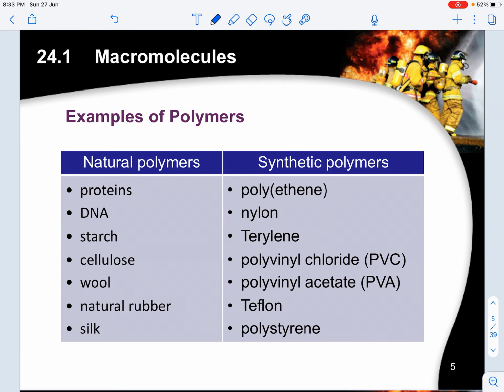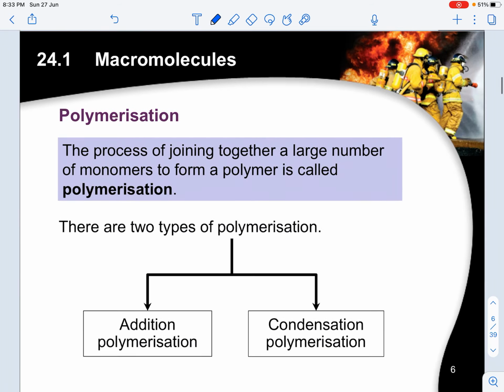So what are some examples of polymers? There are two types. We have the natural and we also have the synthetic. Natural means it occurs naturally from the environment, not humanly created. Synthetic means you create it using humans, like using chemicals or a lab. So we can see that protein and starch are mainly found in food substances, whereas for synthetic, we tend to look at plastics and things like this.